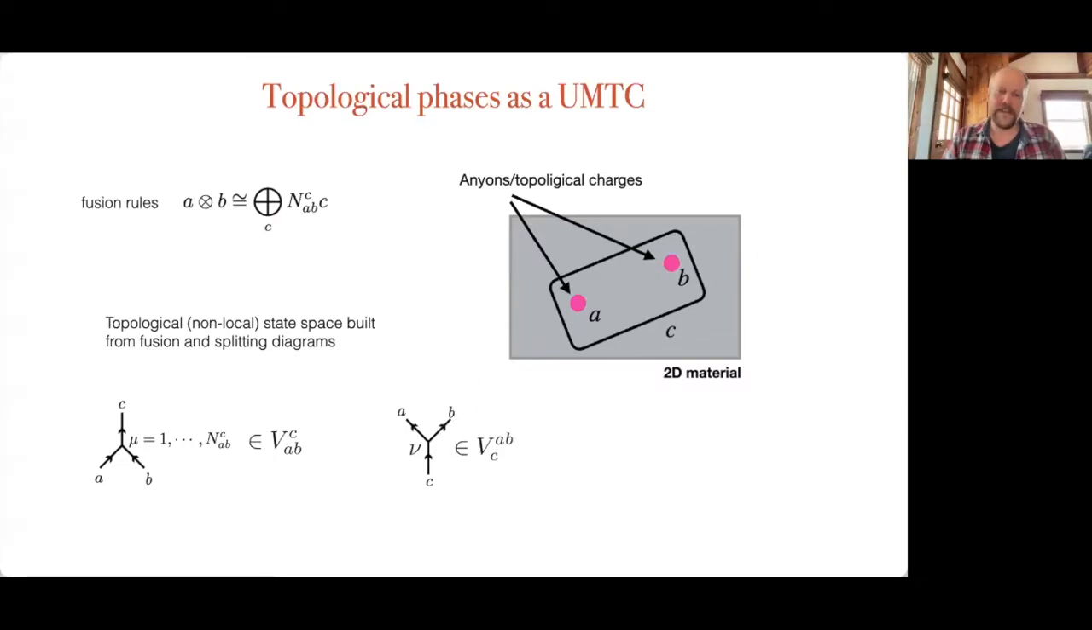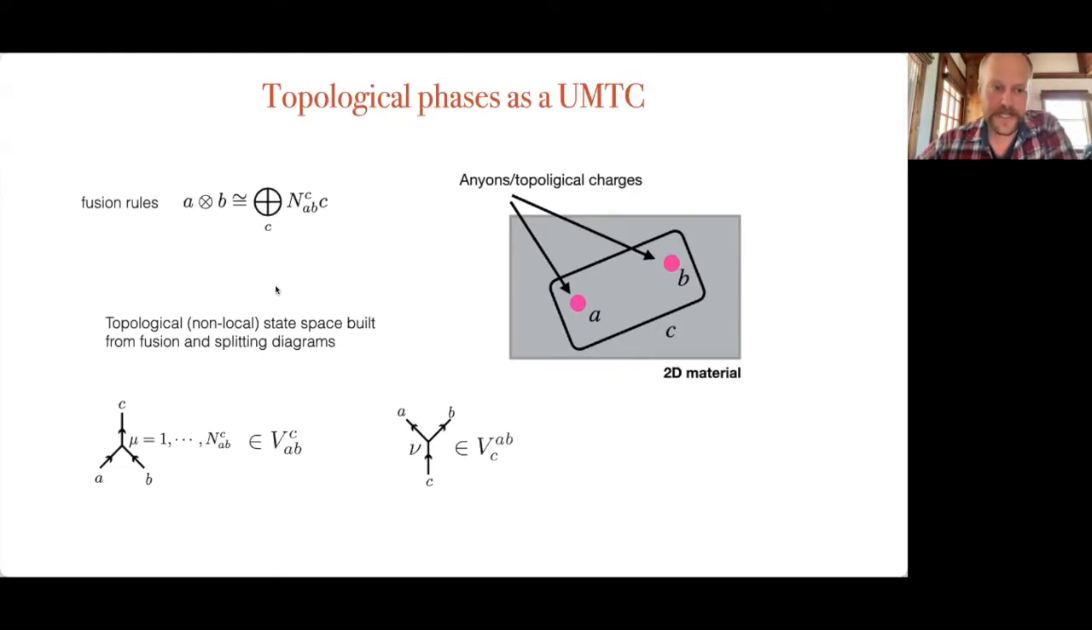Now we can start doing things to those anyons. We can push them together and find new anyons. We can split them apart or pair create, braid them, and so on. And the rest of the data in this unitary modular tensor category tells you how to keep track of that.